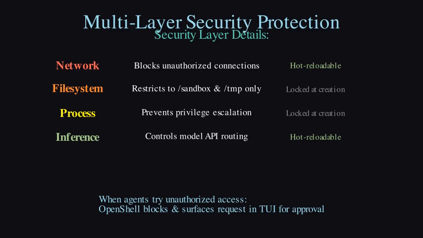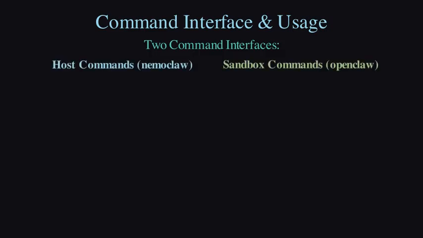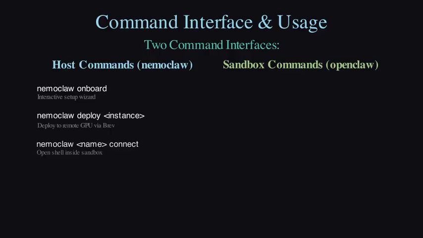When an agent attempts to reach an unlisted host, OpenShell automatically blocks the request and surfaces it in the TUI interface for operator approval. NemoClaw provides 2 distinct command interfaces. Host commands use the NemoClaw prefix and run on your host system to manage sandboxes. Key commands include NemoClaw onboard for the interactive setup wizard that configures your gateway, providers, and sandbox.